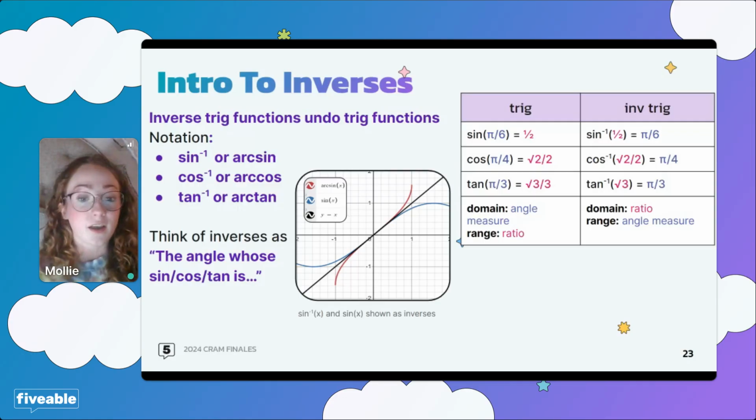And so due to these reversed inputs and outputs, if you look over to this table, you can see that the domains and ranges are actually also reversed. So for your trig functions, the domain, the all possible x values, are going to be your angle measurements, because that's your input. And then for your range, it's going to be all of the possible side ratios, because that would be the output of your function. And then it's the opposite for your inverse trig, where your domain is going to be the ratio of sides, and your range is going to be the angle measure.